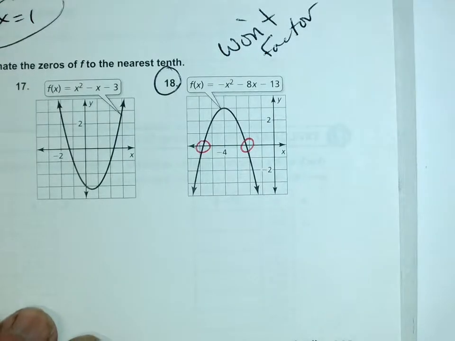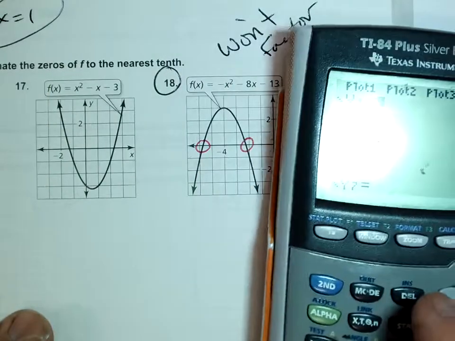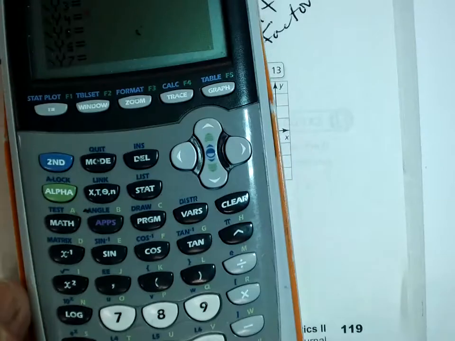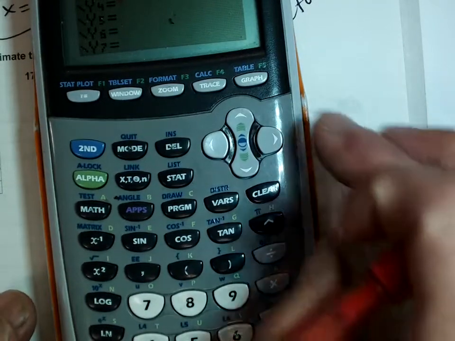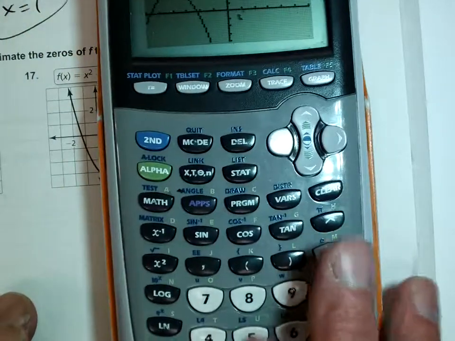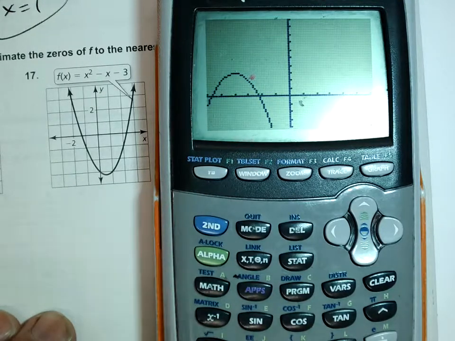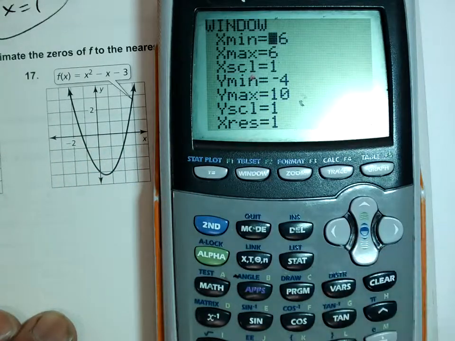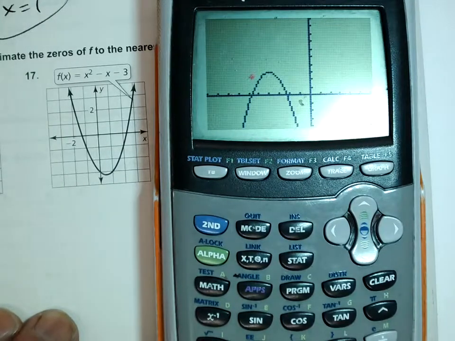So let's graph this, okay? Clear. Y equals, put it in. I'm going to go my negative x squared minus 8x minus 13, and I'm going to graph it, okay? Let me shift it over a little bit. Okay, you want to see a little trick? I want to shift it over a little bit, so I go to my window, and on my X min, I'll go maybe -10, and I should see more of it. Okay, there we go. Now, it does have two answers.